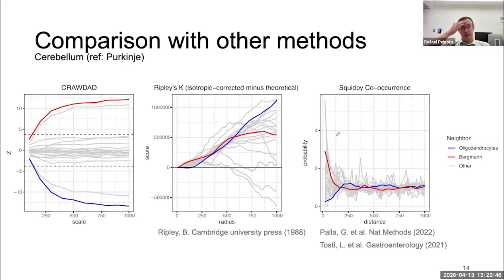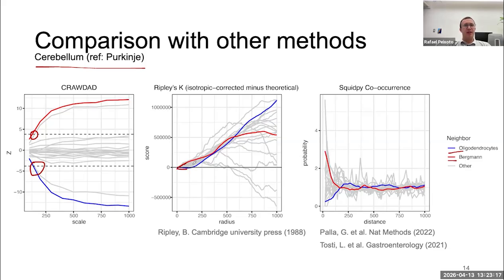And how do these results impact the analysis? So here we're also looking into the cerebellum, same data as you saw before, looking into the Purkinje cells with the oligodendrocytes and the Bergmann glia. We saw that Purkinje is separated from oligodendrocytes and colocalized with the Bergmann glia. And you can see this relationship happens in CRAWDAD at a very early scale. And for Ripley's, you can see that it happens in the beginning.